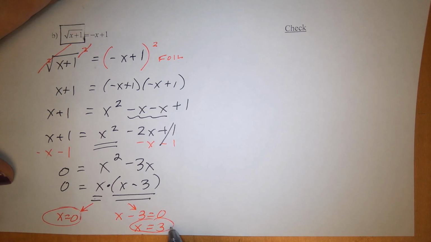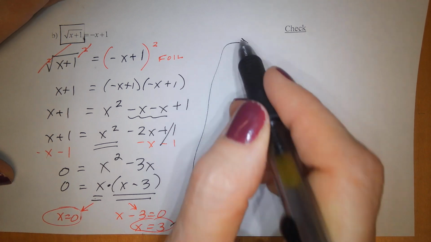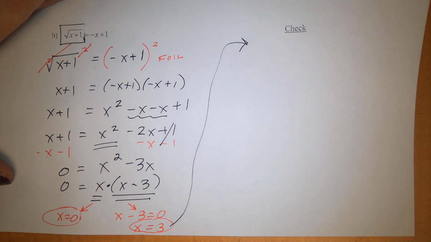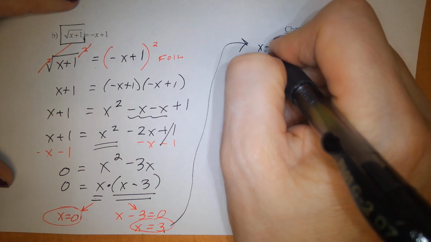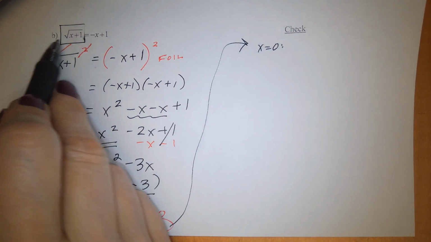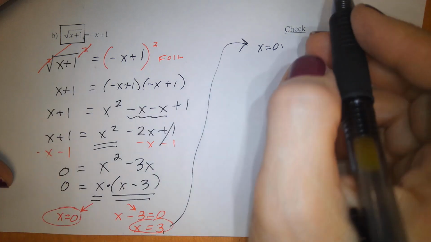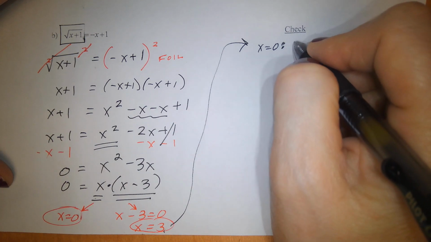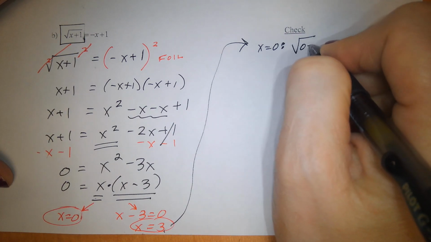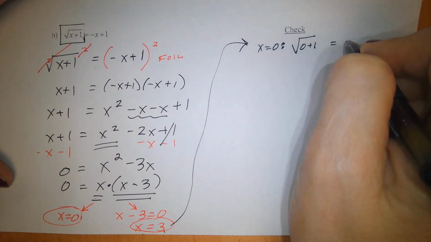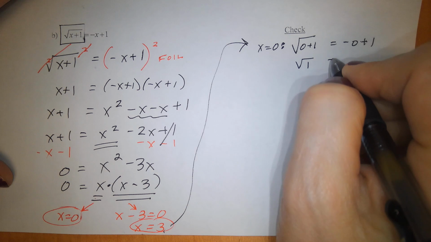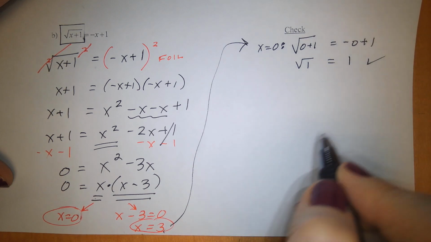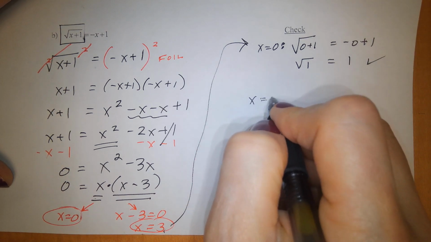But of course, we always want to check those answers for extraneous solutions. So we're going to put both of those into the original equation. So let's try 0 first. Square root of 0 plus 1, is that equal to negative 0 plus 1? Square root of 1 equal to 1? Yes.